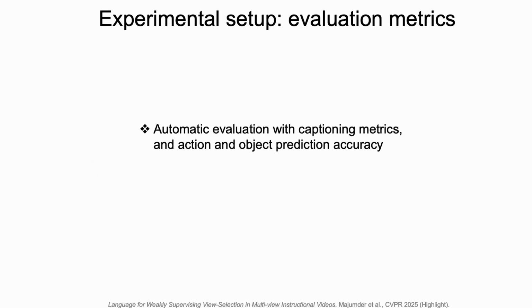We perform both automatic and human evaluation of our model. For automatic evaluation, we take the caption generated using our model's predicted view and compare it with the ground truth narration using standard captioning metrics like CIDEr and METEOR. We also compute the accuracy of verbs and objects in the predicted captions using metrics like verb IOU and noun IOU. For human evaluation, we ask multiple human raters to rate our predicted view against the predicted view of two top performing baselines and report win, loss, and tie percentages.